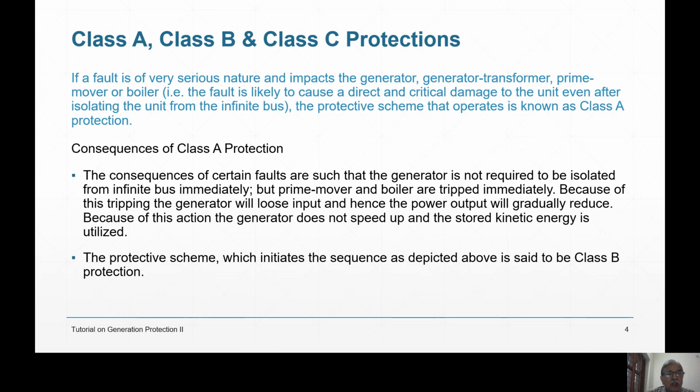But if the fault is not that very serious, that means usually a fault outside the generator, not within the generator.